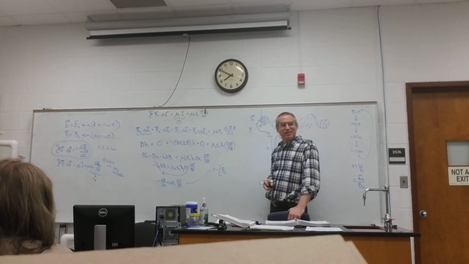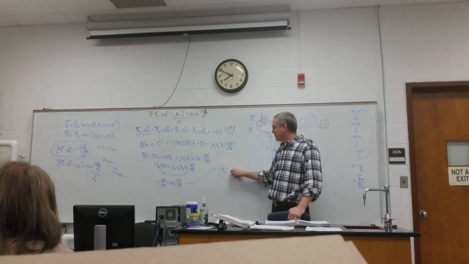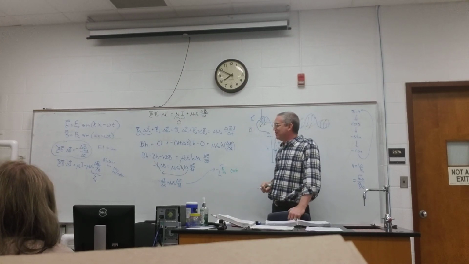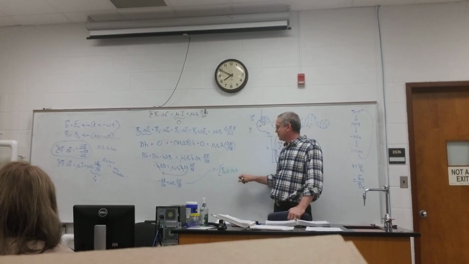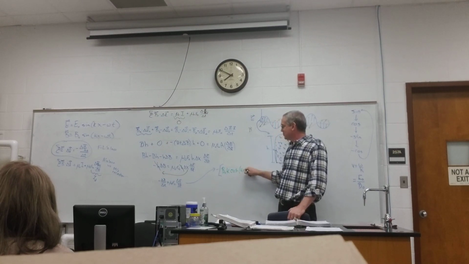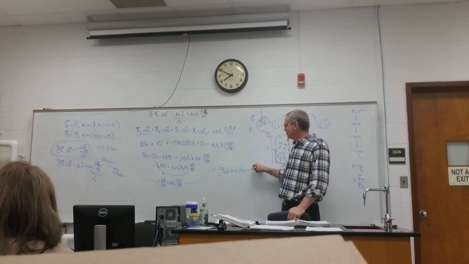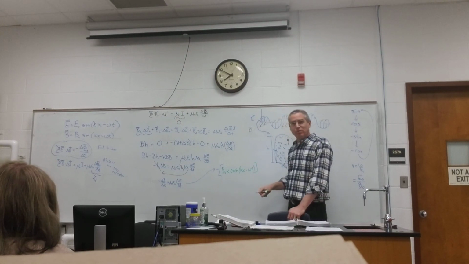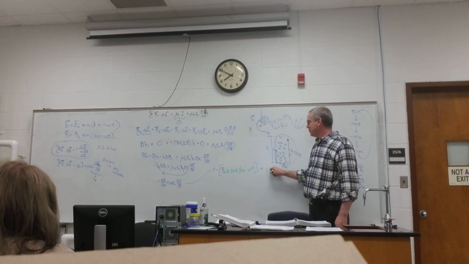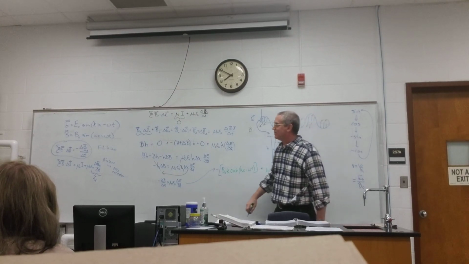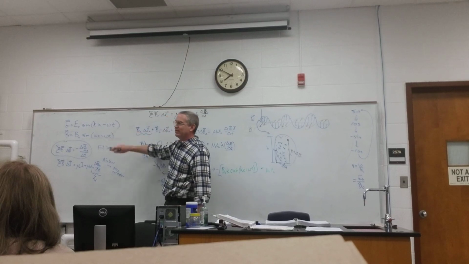B sub naught cosine. Okay, it'll be cosine. B sub naught, then cosine KX minus omega t. It's probably as close as I can hope to unison right there. All right. That's equal to mu sub naught, epsilon sub naught, times delta E over delta T. So now we're up here, we got this.